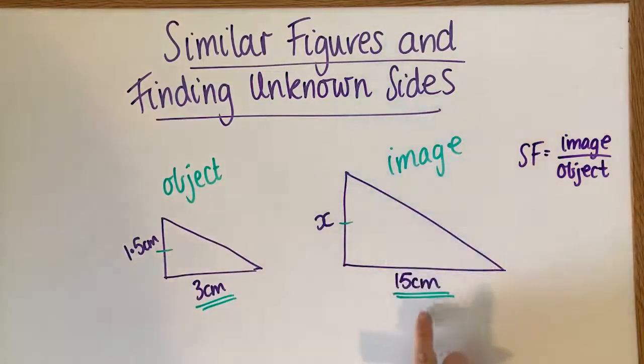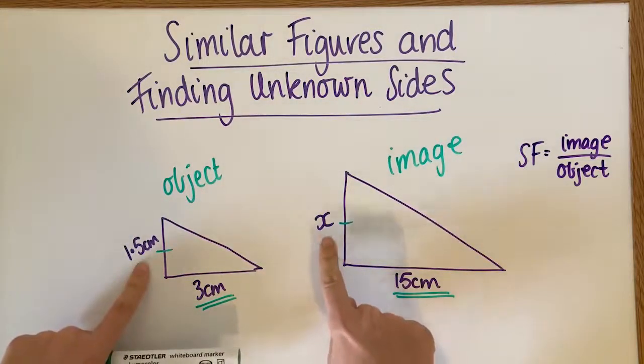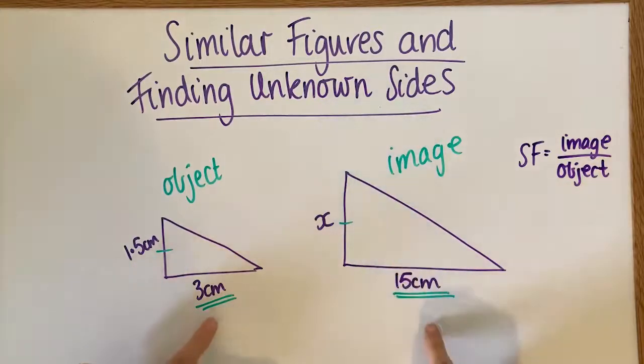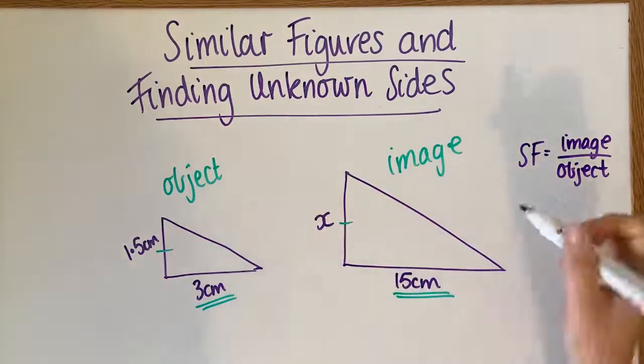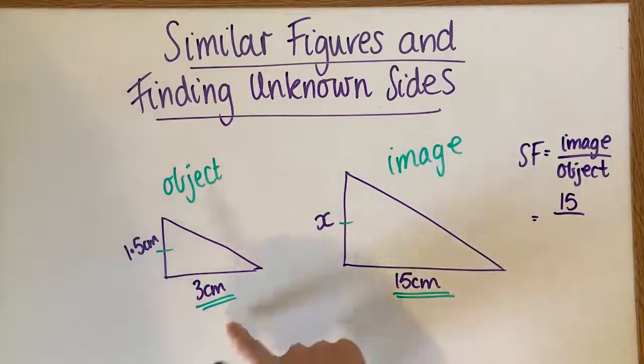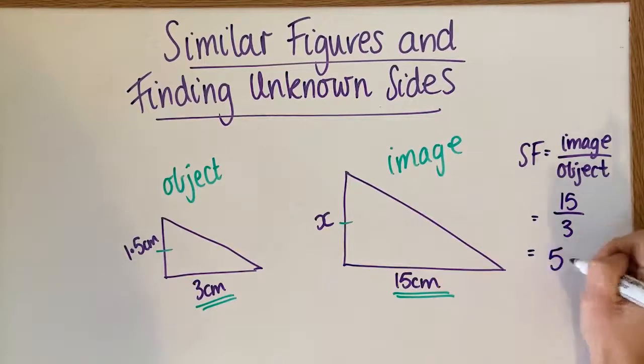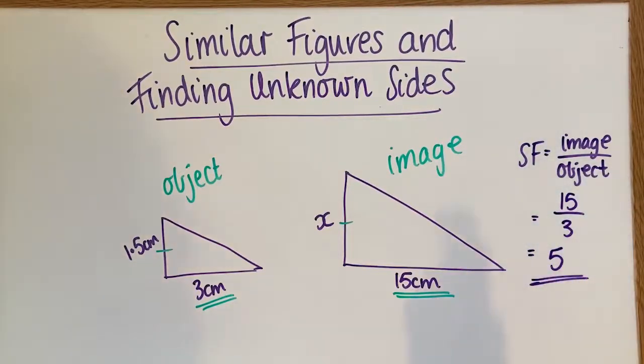Now I can see that this side corresponds to this side, and then this side corresponds to this side. So we need to use the side that we have a value for in both shapes, okay? There'd be no use using this one straight away because it doesn't tell us anything. So we need to use this first. So the image is going to be 15, and the object is going to be 3. So 15 divided by 3 is 5. So our scale factor is 5.